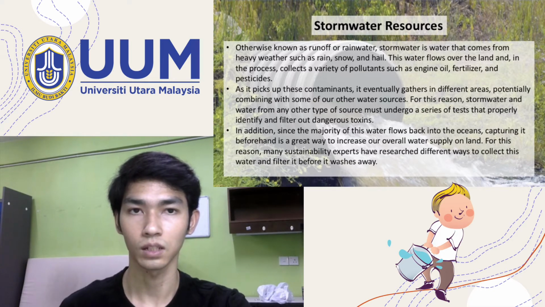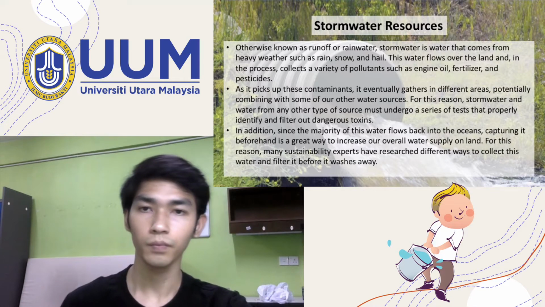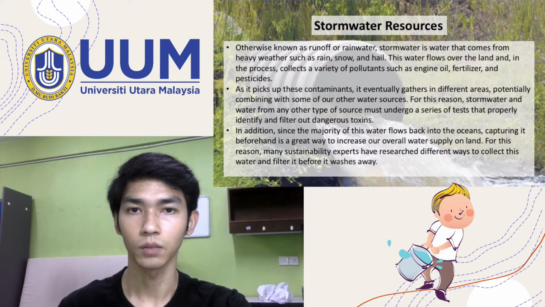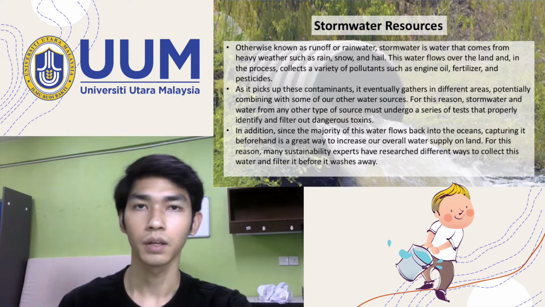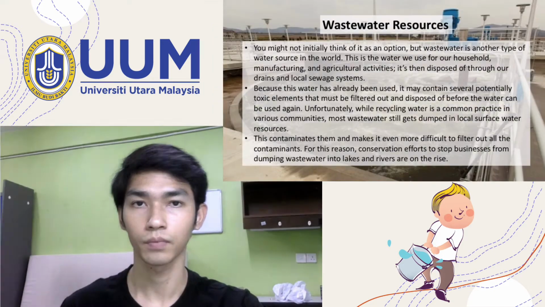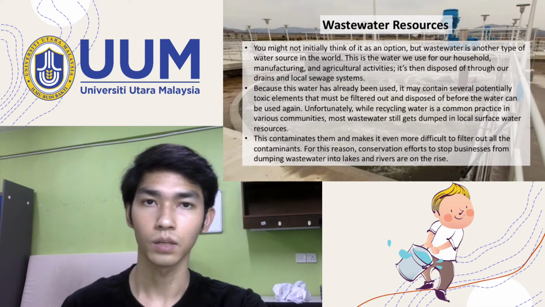our other water resources. For this reason, water from any type of source must undergo a series of tests that properly identify and filter out the dangerous toxins. In addition, since the majority of this water flows back into the oceans, capturing it beforehand is a great way to increase our overall water supply on the land. For this reason, many sustainability experts have researched different ways to collect this water and filter it before it washes away. So the next type of water resources is the wastewater resources.